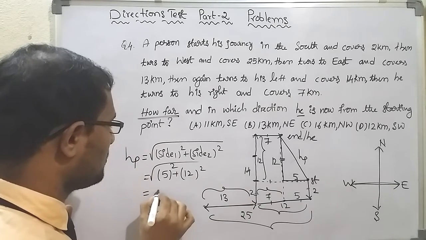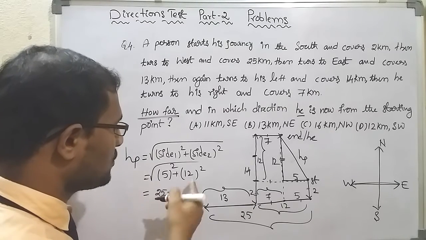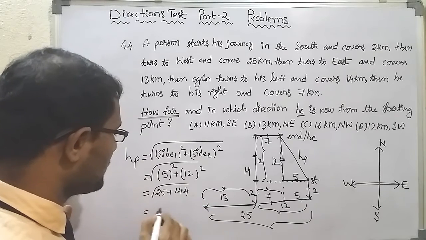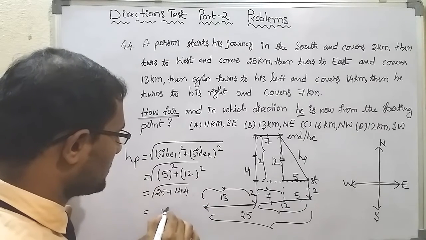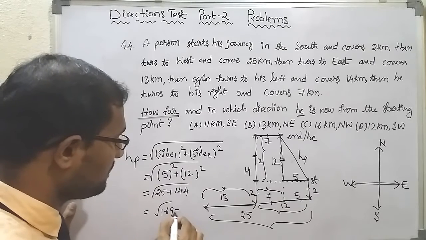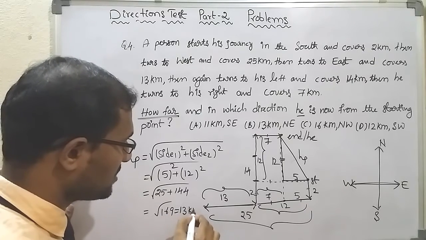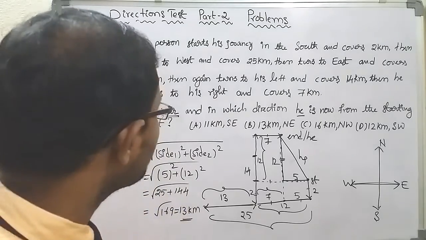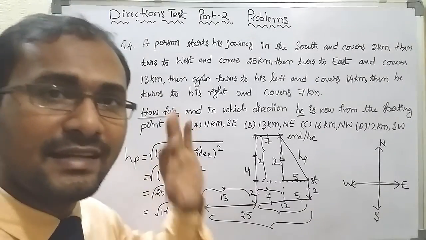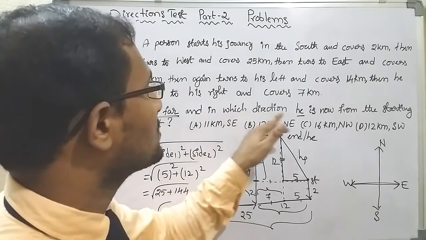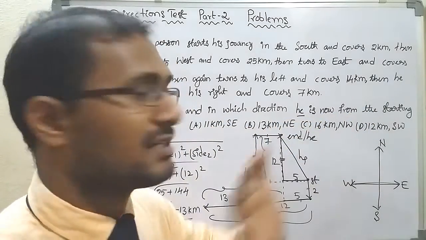Right, so this is 25, 12 square is 144, so this is nothing but 169. So the square root of 169 is nothing but 13 kilometers. So the distance we got is 13 kilometers. Now let us see another part of the question. Direction also we need to find out. So how far and in which direction he is now from the starting point.